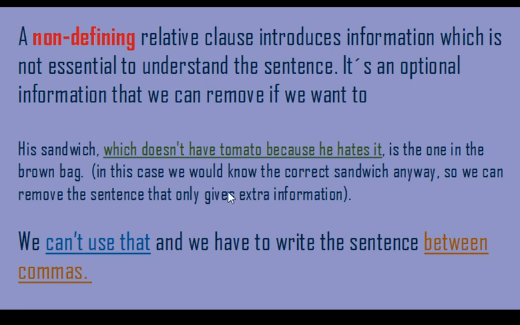Okay, so in this case we cannot use that. Okay, we cannot say his sandwich that doesn't have tomato because he hates it. Okay, we have to use which, or if we were talking about a person, we have to use who. And in this case we have to write commas. Okay, these commas indicate that this relative clause is a non-defining relative clause, and the idea is that these commas are indicating that this is extra information that can be taken away, it can be removed, and we still will be able to understand the sentence.